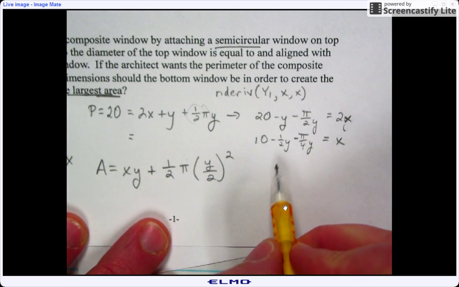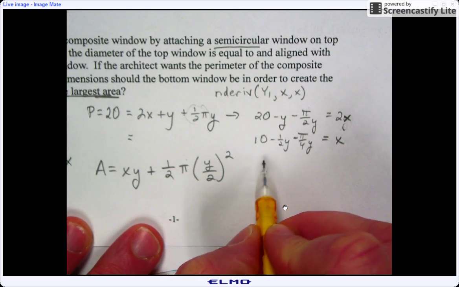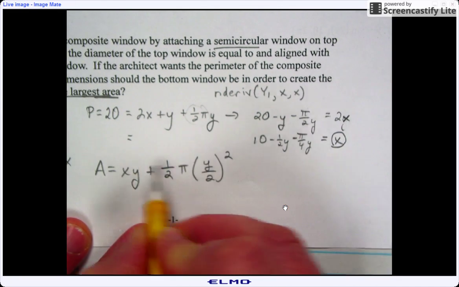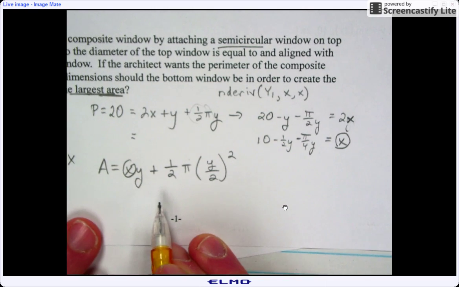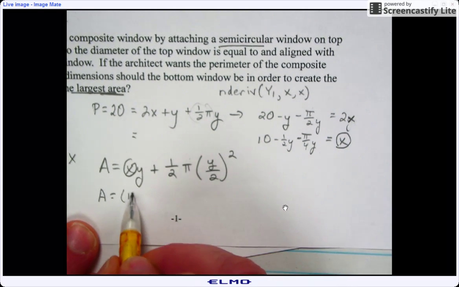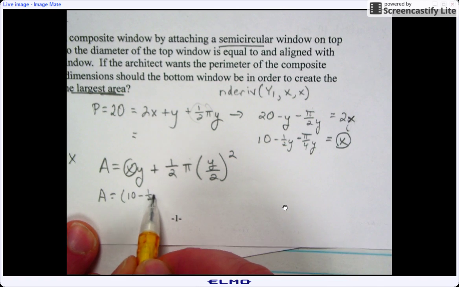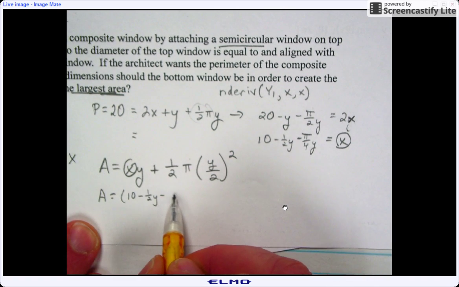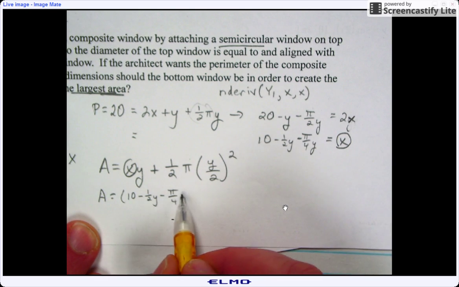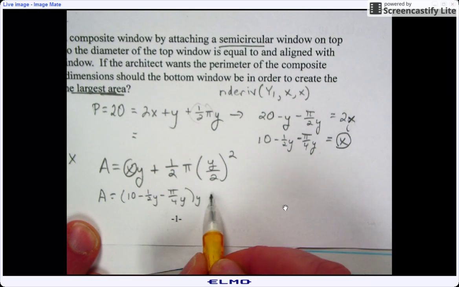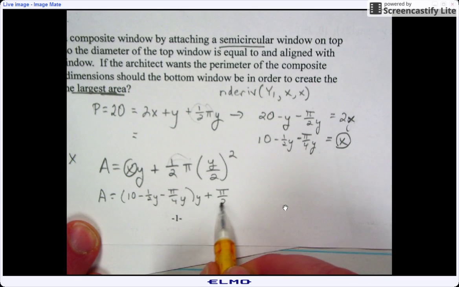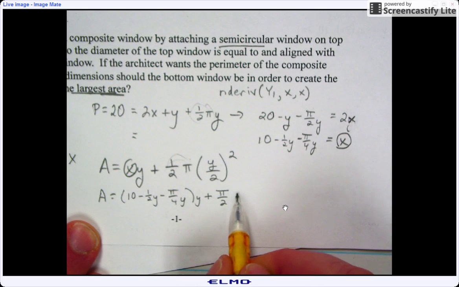Okay, we're going to continue solving this problem. We just got done solving for x, so we need to substitute x in for x over here. So I have area equals 10 minus 1/2 y minus pi over 4y, that's my x, times y, plus, and I'm going to do some change around here. This is pi over 2. This is y squared over 4.